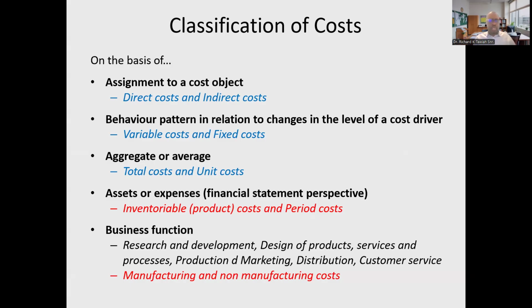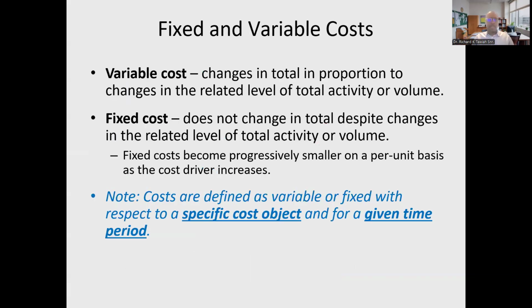Then we can also classify costs based on the business functions: the research and development, the design of the product, the services and processes of the organization, the production and marketing, distribution, customer services, manufacturing and non-manufacturing costs. So these are ways we can classify costs. Okay. So I explained this, but we can go through quickly again. Variable costs change in line with production, or in line with the activity or volume being produced. Fixed costs do not change despite the level of activity. They remain the same no matter what.